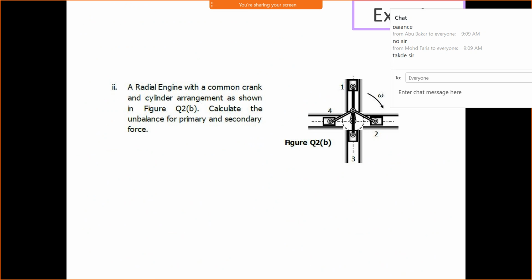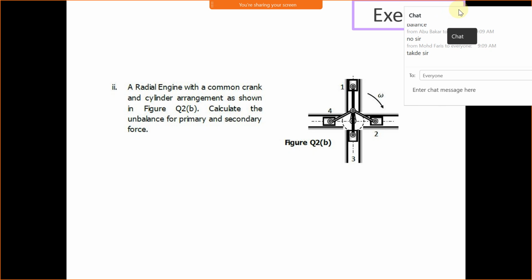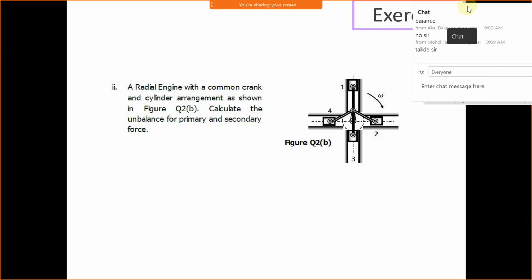Okay, kita tengok contoh yang berkaitan dengan radial engine pula. Radial engine. Okay, so radial engine with a common crank and cylinder arrangement as shown in figure question 2b. Okay, calculate the unbalanced for primary and secondary force. Okay, so untuk radial engine, how many forces we need to find?